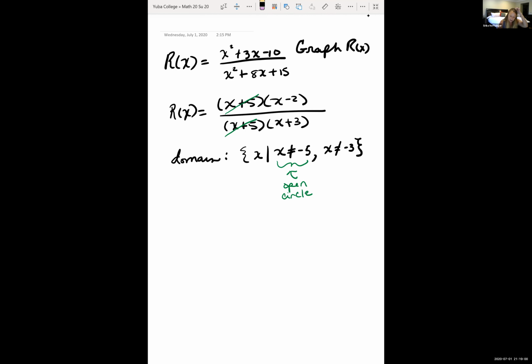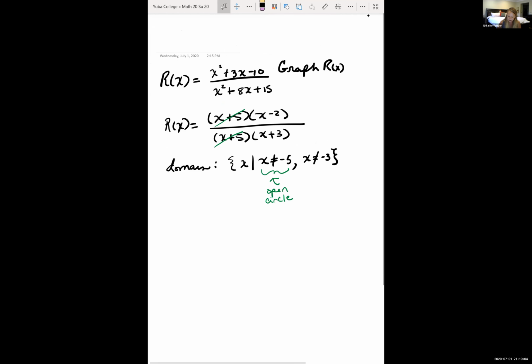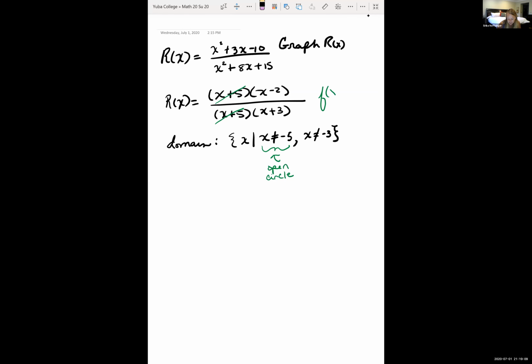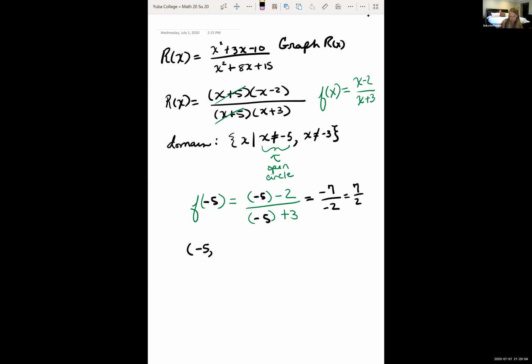So we can find that open circle. Let's look at the simplified form, which is not totally equivalent, but almost. If we looked at f of x equals the simplified form, x minus 2 all over x plus 3, and plug in -5, so f of -5, plug in -5 wherever you see an x. We get -5 minus 2, which is -7 in our numerator, all over -5 plus 3, which is -2 in our denominator. So this gives us 7/2, which means you have an open circle at (-5, 7/2), which is 3.5.